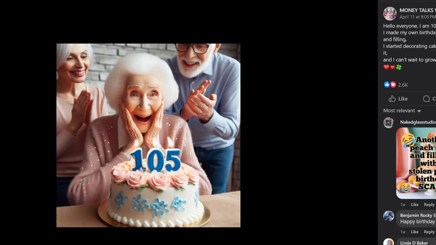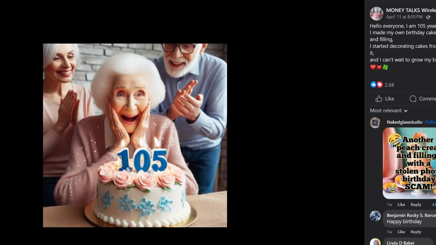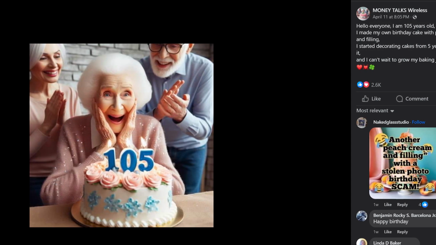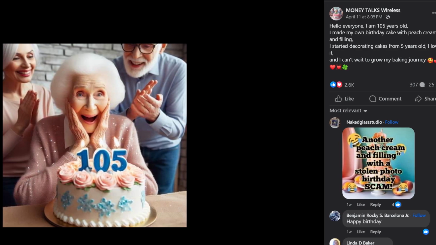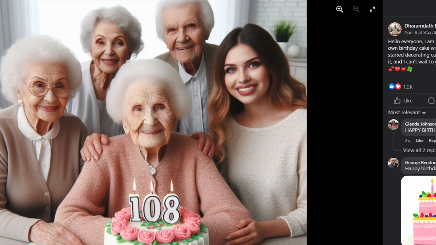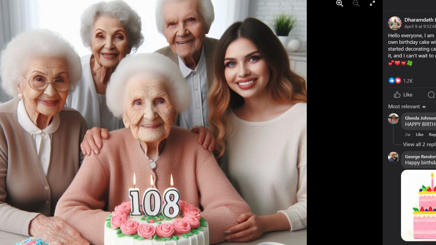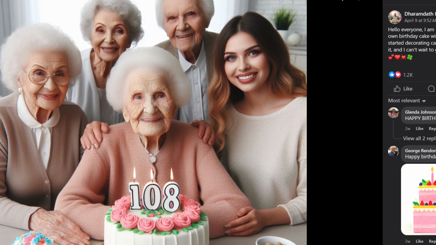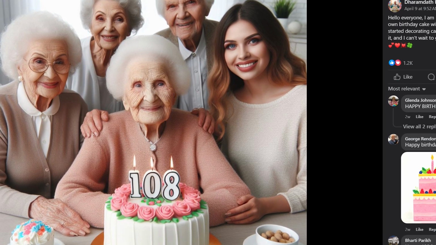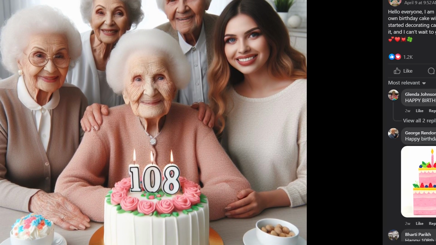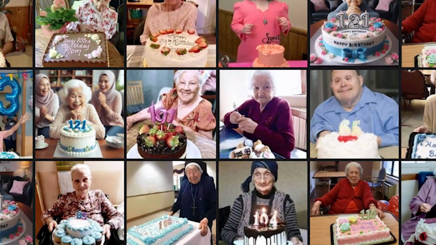One of the creepier formats is the one for birthdays. They'll post completely AI-generated photos of mostly elderly women, but sometimes men or even young people, and they'll say they're celebrating their 108th birthday, or their 114th, or even their 120th. Of course, these people don't actually exist. There's so many of these though, like just look at all of them.